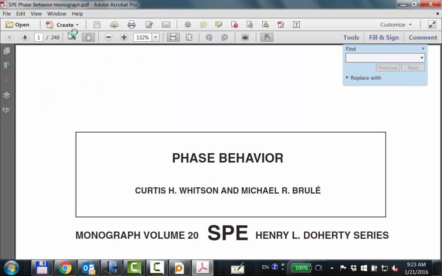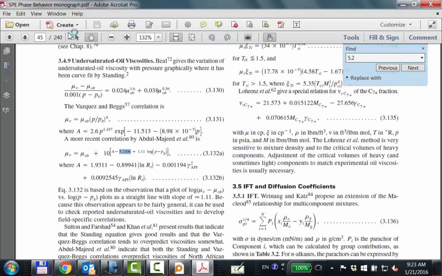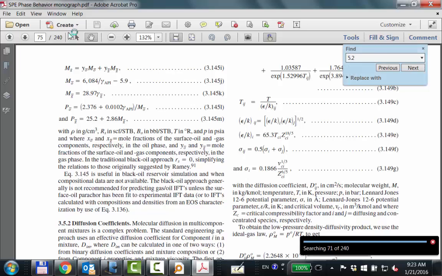Let's see, table 5.2, I don't think it'll find it, but getting close.